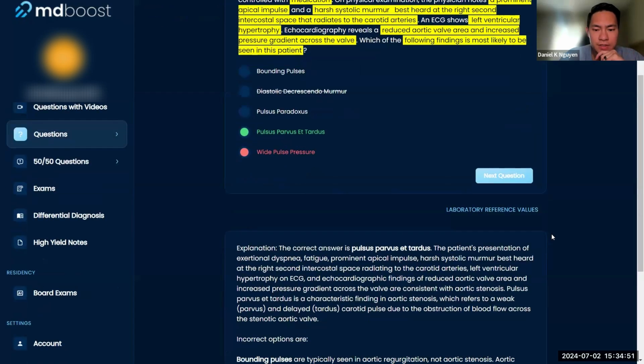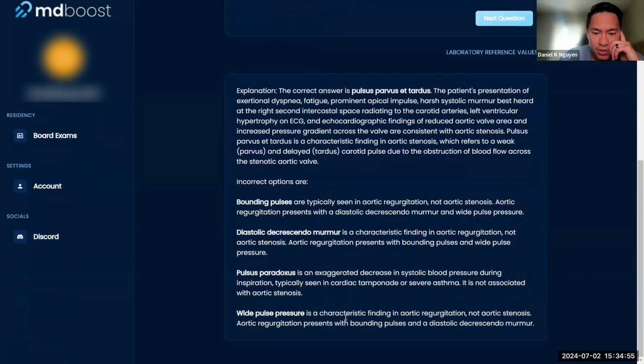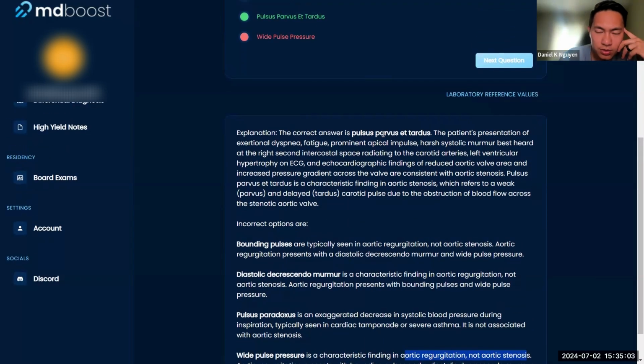Okay, let's figure this out here. I couldn't remember actually. Widened pulse pressure is aortic regurgitation, not stenosis. That's what it was. I knew it was one of the aortics, but I forgot in my head. Pulsus parvus et tardus, right. We already know it's going to be aortic stenosis, so you got the diagnosis.